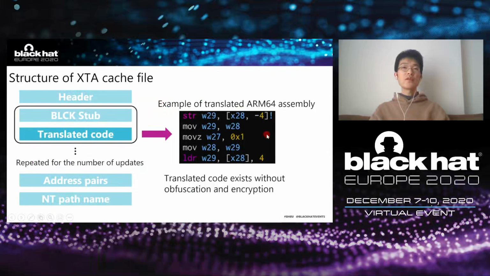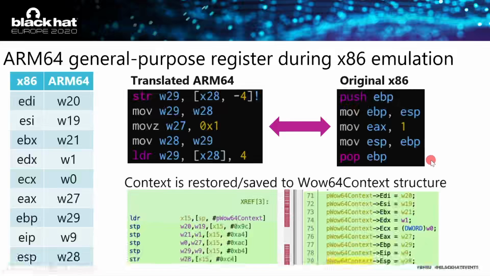Here I show some examples of translated ARM code. You can see that the translated ARM code exists without any obfuscation and encryption. So when you disassemble this XA cache file, you can get translated ARM assembly like this. Next, let's examine this translated ARM code.